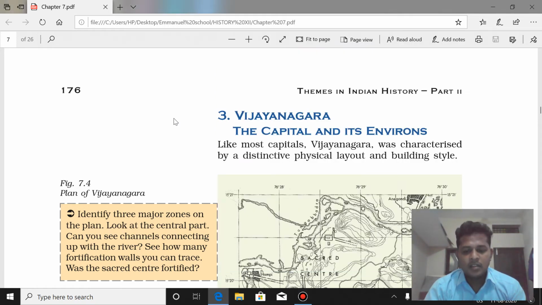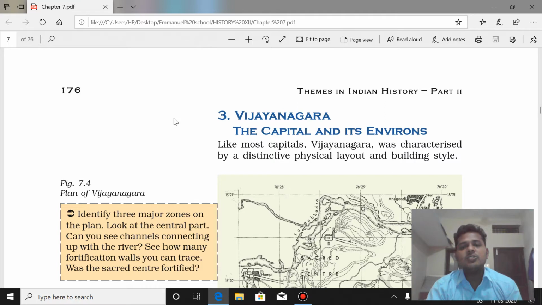Hi guys. In the last session, we saw two important questions: the apogee and the decline of Vijayanagara Empire, and the Amaranayaka system. One is of 8 marks, the other one is of 3 marks. Now we are getting into the next topic, that important question: the capital and its environment.